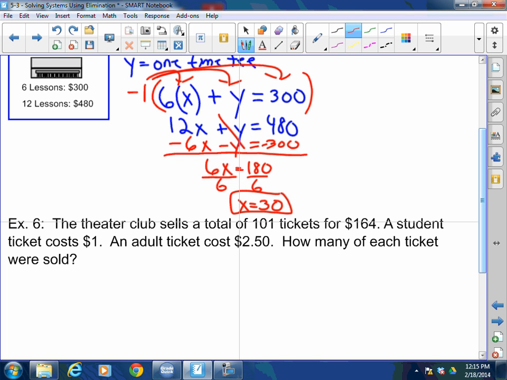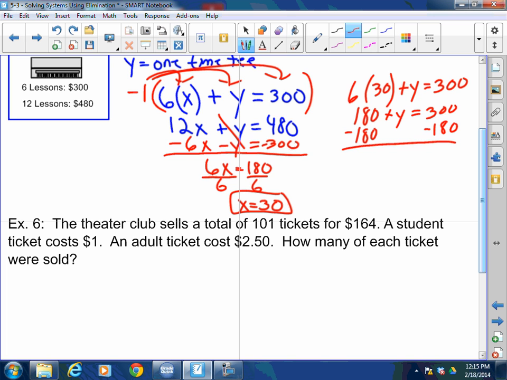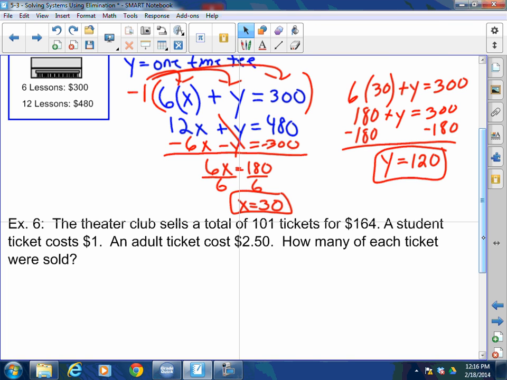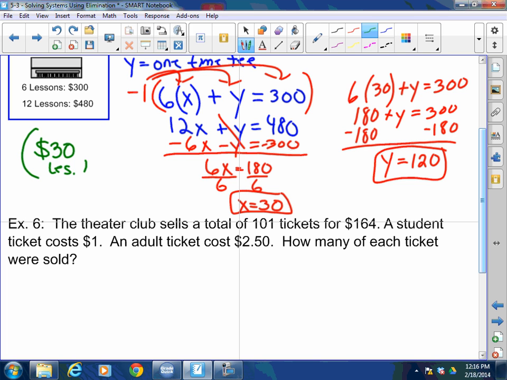So plug it in. 6 times 30 plus y equals 300. That's 180 plus y equals 300. Subtract 180 from both sides. y equals 120. So now I know my lessons cost $30 each, and the one-time fee is $120.